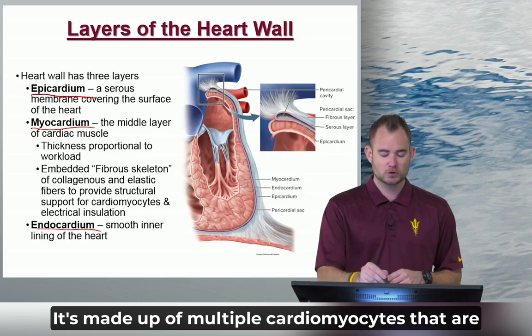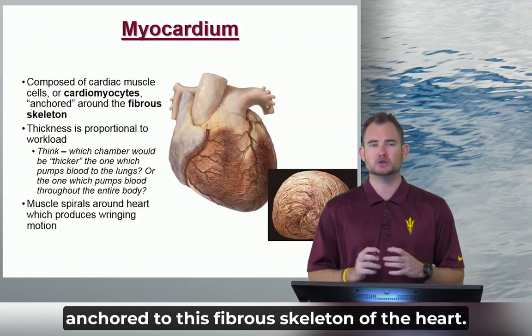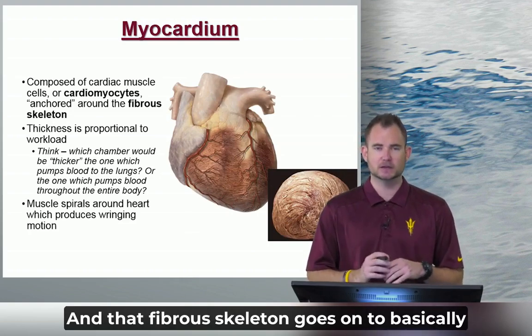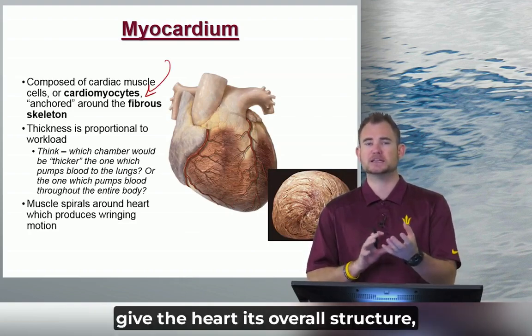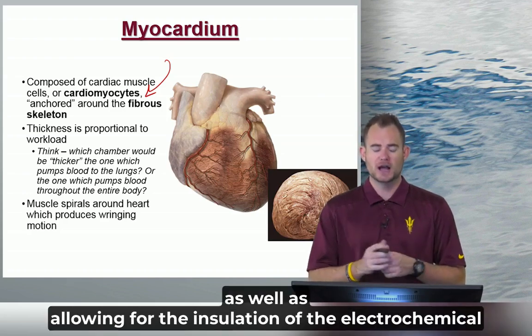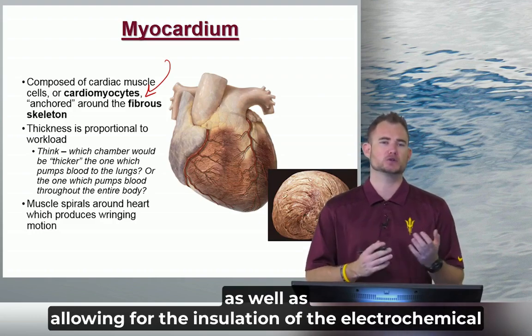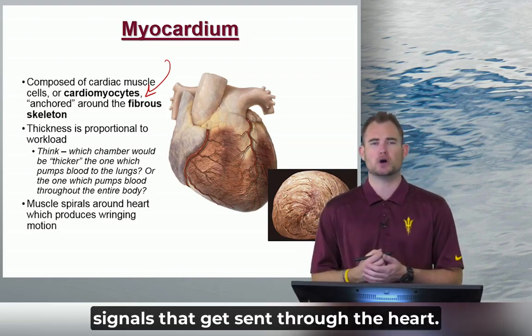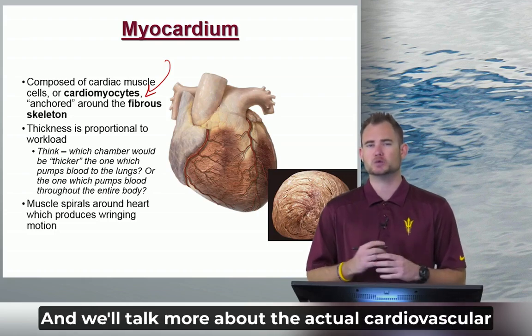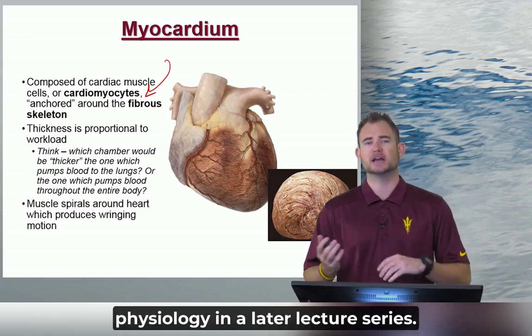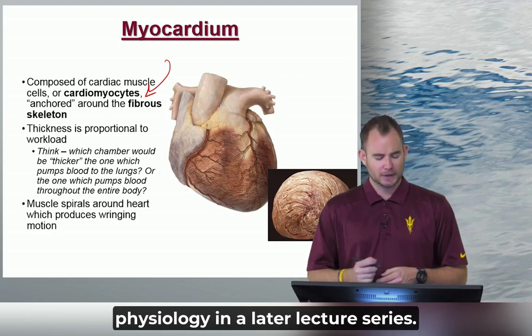Now, the myocardium is a really cool structure in and of itself. It's made up of multiple cardiomyocytes that are anchored to the fibrous skeleton of the heart. That fibrous skeleton gives the heart its overall structure, as well as allowing for the insulation of the electrochemical signals that get sent through the heart. We'll talk more about the actual cardiovascular physiology in a later lecture series.